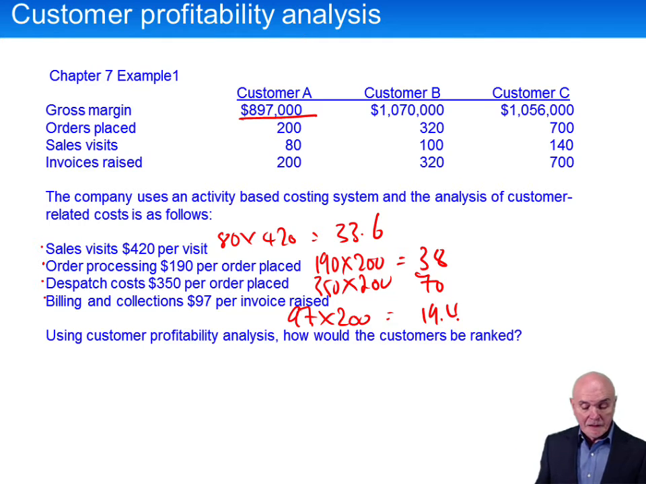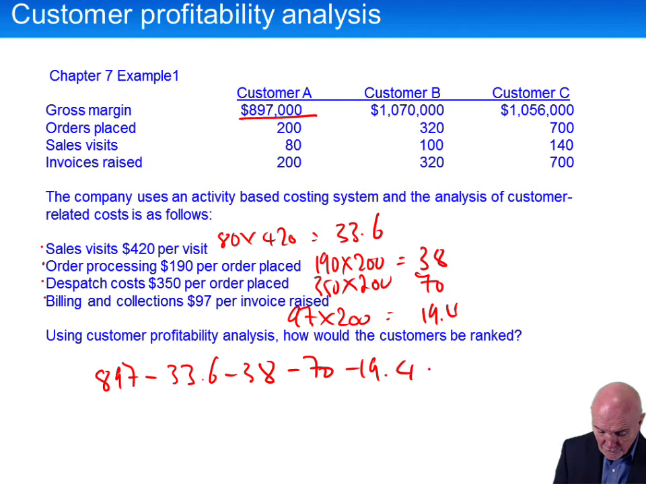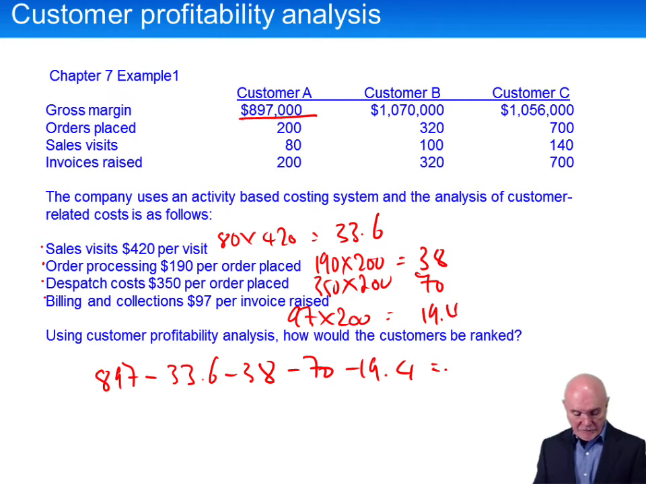So the profitability of customer A, after all associated costs have been taken off, is going to be the 897 less 33.6, less 38, less 70, less 19.4. So we have 897 less 33.6 minus 38 minus 70 minus 19.4, which is giving us the profitability of 736,000.